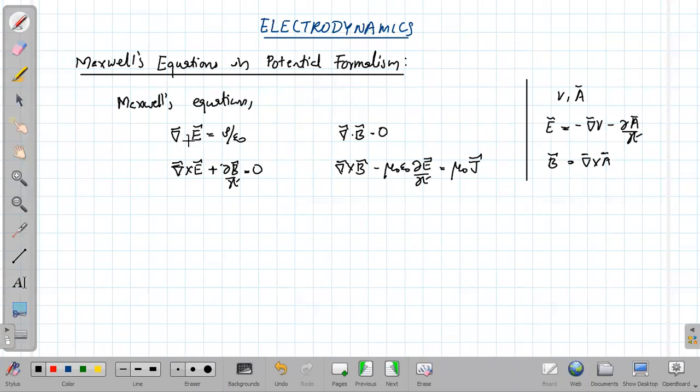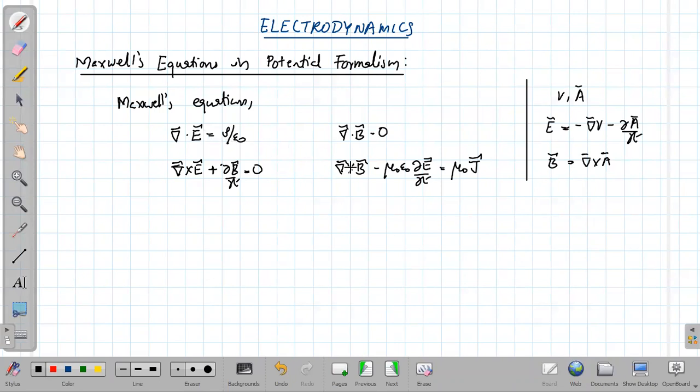If you look at these four equations, two equations are homogeneous. The right hand side is 0, and the other two equations are inhomogeneous. The reason is, if you look at this equation, del dot B equal to 0, it does not contain the source term, and del cross E plus dou B by dou t equal to 0 also does not contain a source term. It only contains the derivatives of the fields.